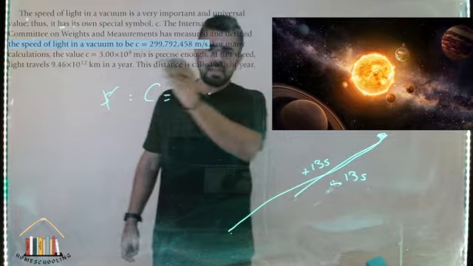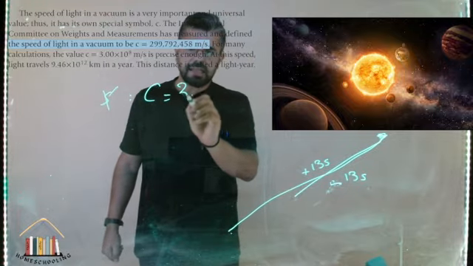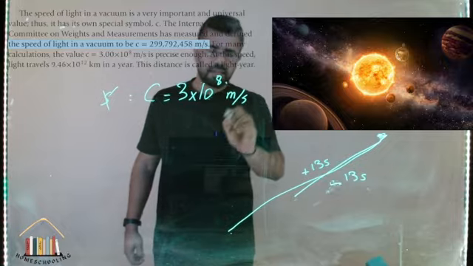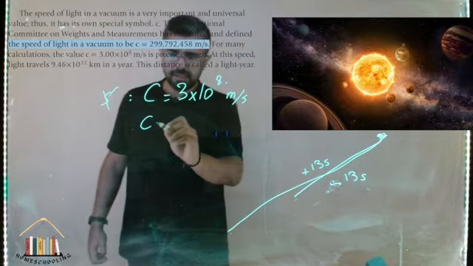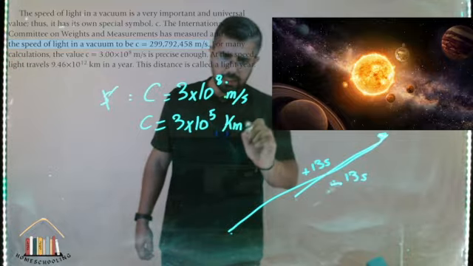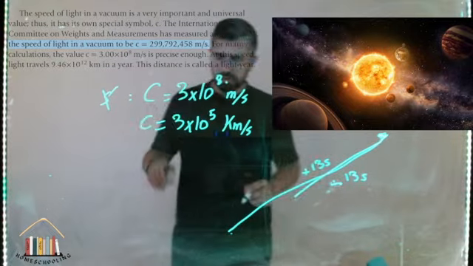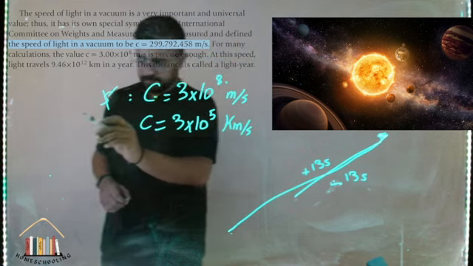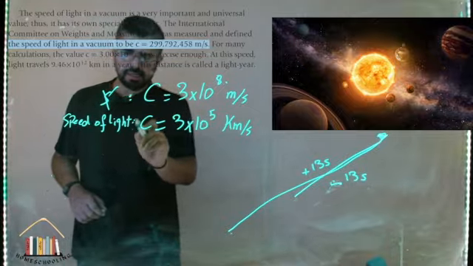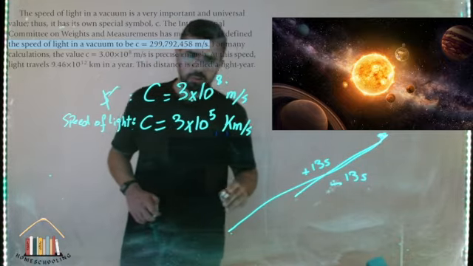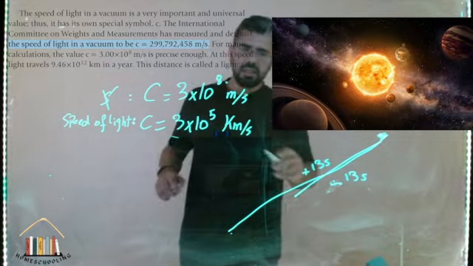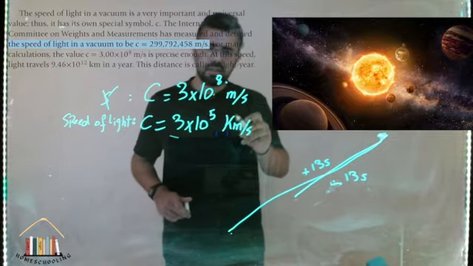299,792,458 meters per second. Instead of saying all of these numbers, we write it in scientific notation. It's equal to 3 by 10 power of 8 meters per second, or it could be written as c equals 3 by 10 power of 5 kilometers per second. So this is the speed of light, which is of course greater than the speed of sound, which is only 340 meters per second. Here we are talking about gigantic values, 10 power of 8 meters per second.